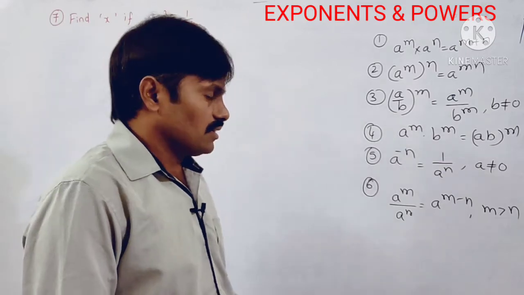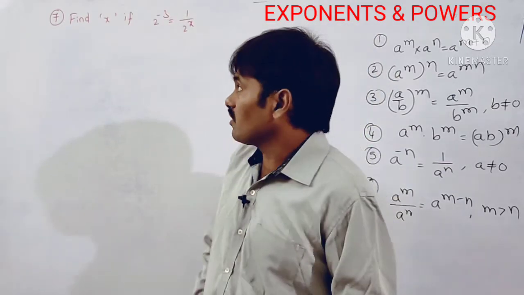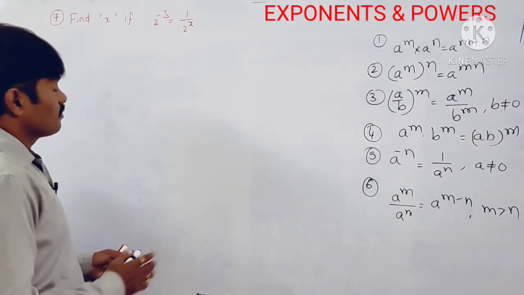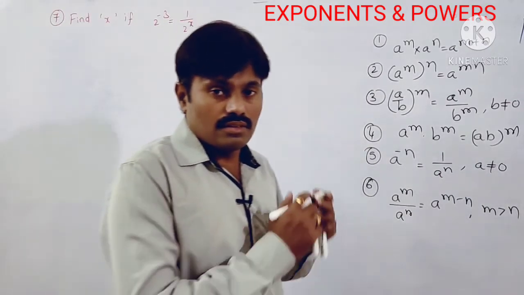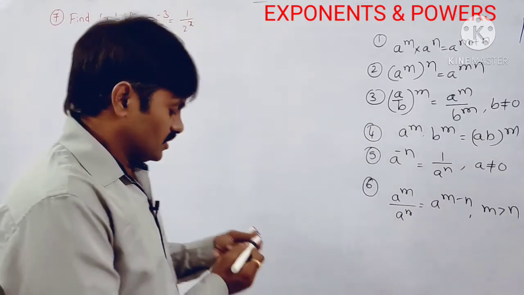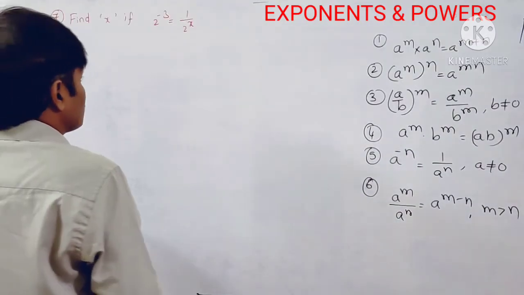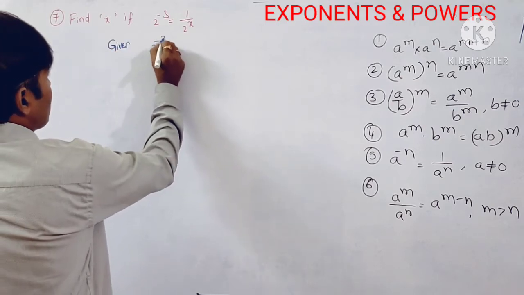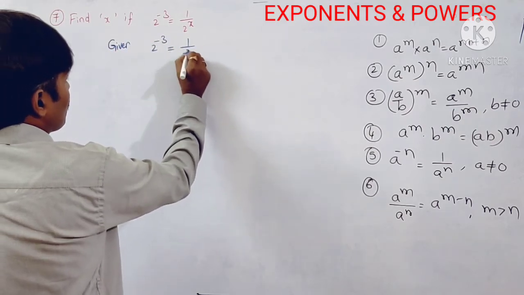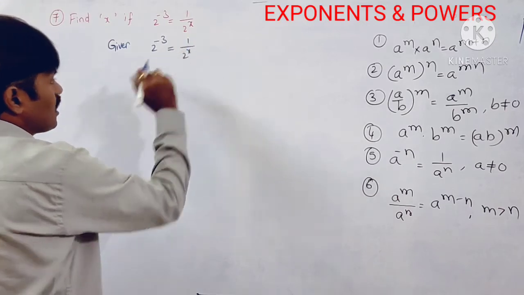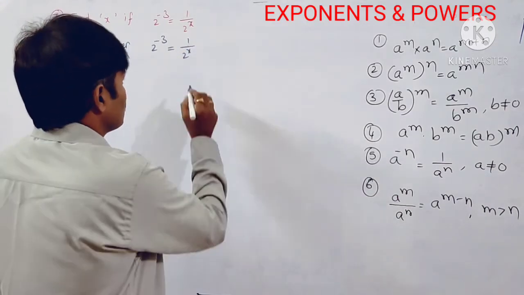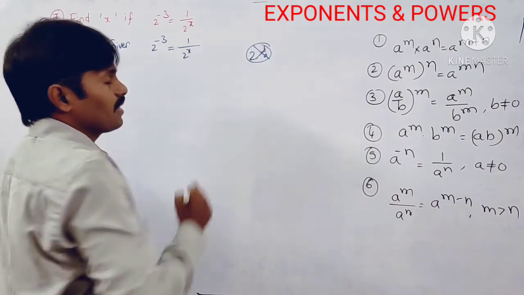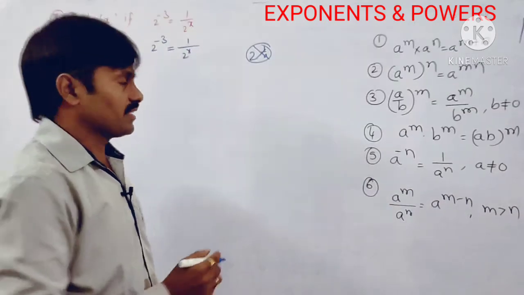Okay. Now to solve question number 7, which formula is relevant to the problem? See what is given here. Here given 2 to the power of minus 3 is equal to 1 by 2 to the power of x. This denominator is 2 power x. It is not 2 power 1 by x. Okay, the denominator is 2 power x.